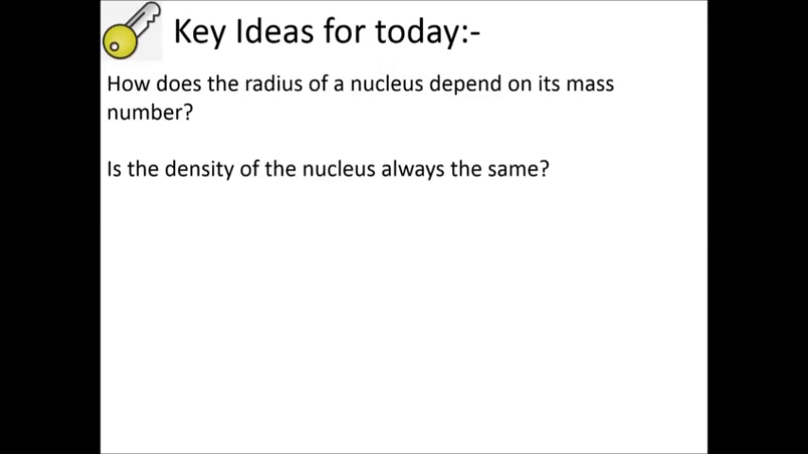Okay, so in this video we're going to finish off our topic of radioactivity. We're just going to look at two things. We're going to look at the radius of a nucleus, how it depends on the mass number, and then we're going to look at the density of the nucleus and see if we can prove whether or not the density is always the same or if it varies depending on the size of the nucleus.